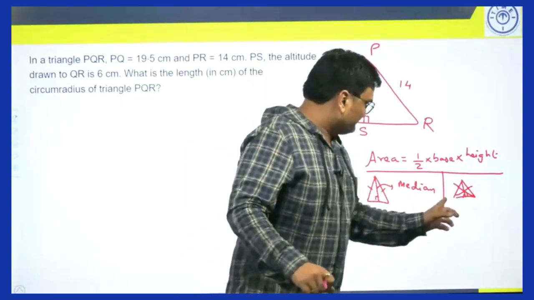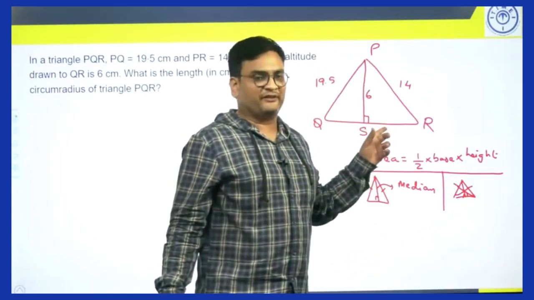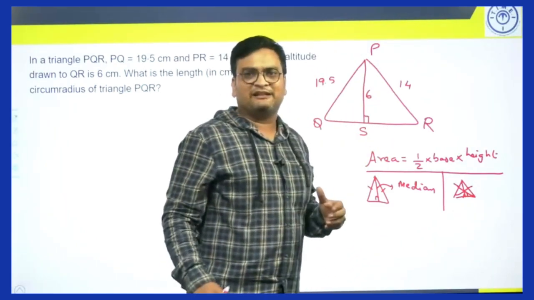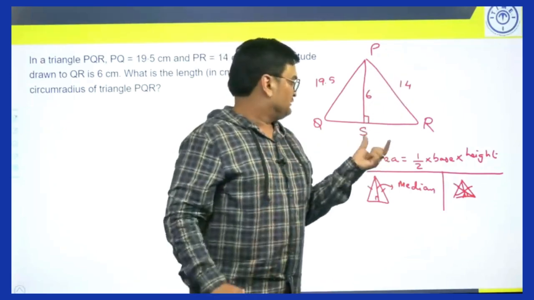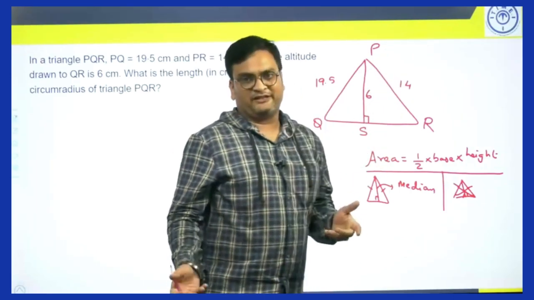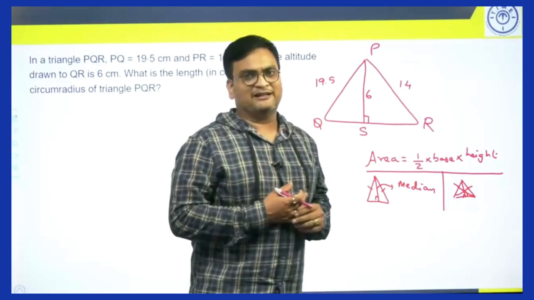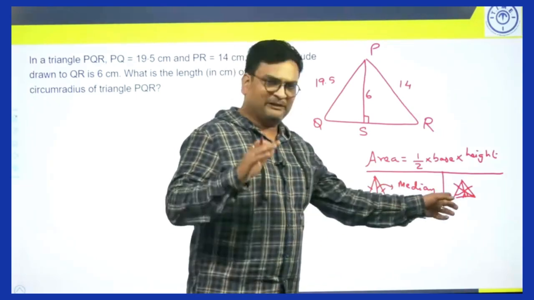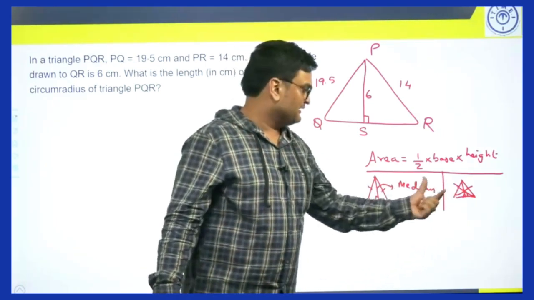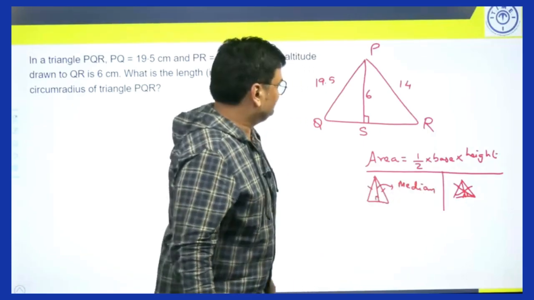However, none of these would be applicable here. I am not saying that because I don't know if this is an isosceles triangle, definitely it is not equilateral. Maybe QR could be equal to 19.5, I don't know. Then it might turn out to be isosceles, but this is a particular case where we have properties of altitude in case of isosceles and equilateral.